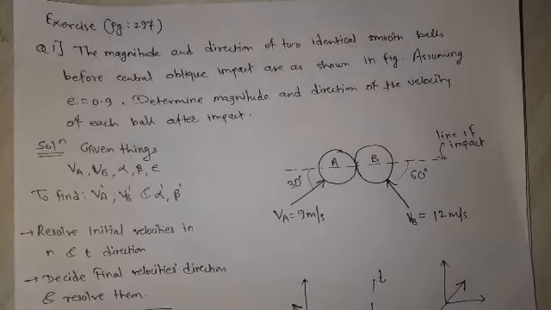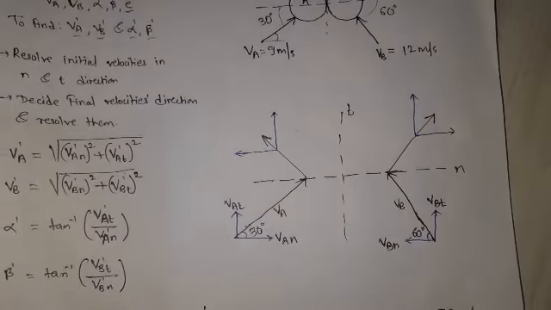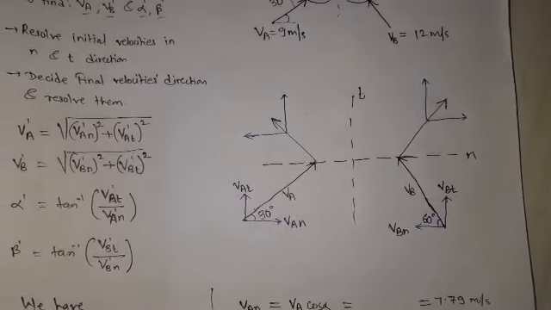Here we don't know in which direction these balls are going to travel after impact, so we have to assume a particular direction, and the sign of these final velocities will decide whether the directions we have assumed are correct or not. If we get a positive sign, then whatever directions we have assumed are correct. So initially you assume they are traveling after impact in this direction. So let's say this is the final velocity of ball A, VA dash, and the final velocity of ball B, VB dash.